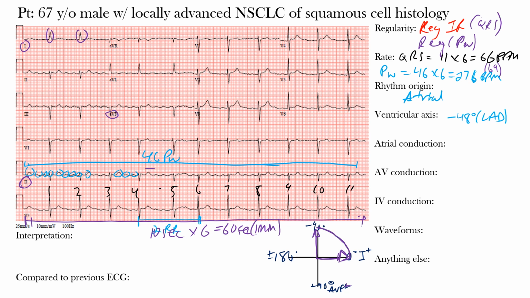Now we have to determine, remember that normal axis lies between negative 30 degrees and about positive 105 degrees. So this is all normal axis here. This would be a right axis shift. This is normal. This is left axis deviation. And this is what we consider extreme axis deviation, or no man's land.